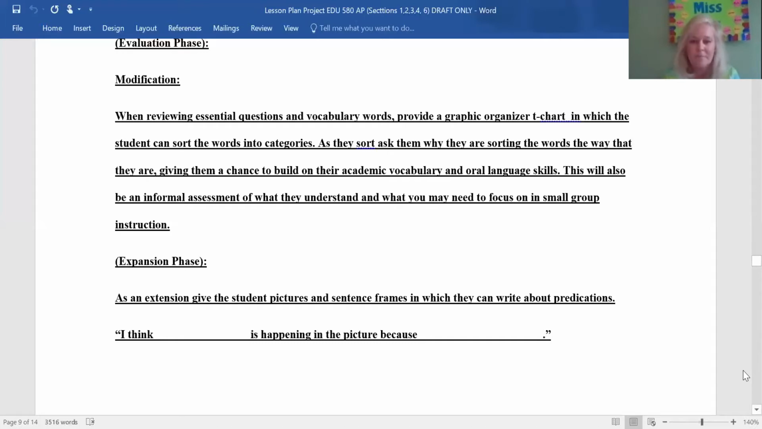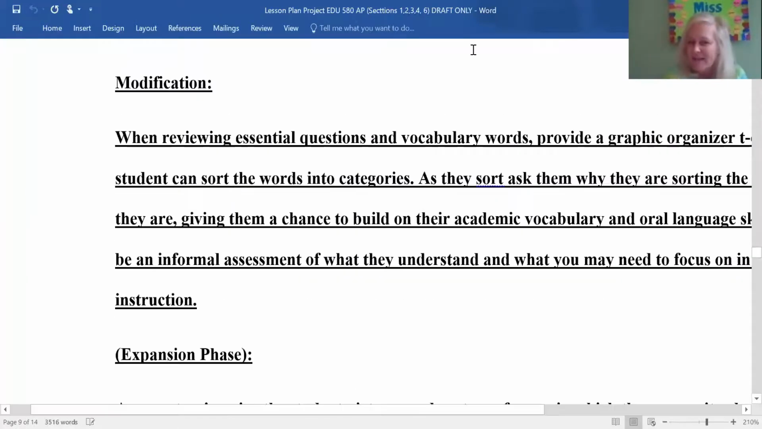Like, look at this picture. What do you think is happening in this picture? Let me give you a sentence frame and we can just make our own prediction. So that was just something I added for extra practice. And there again, when you have that word because, they have to explain their thinking. Yes, that's a good prediction, but why do you think that? And it makes them back up their ideas. Yeah, absolutely. Well, that's pretty much all I had for the lesson modifications.